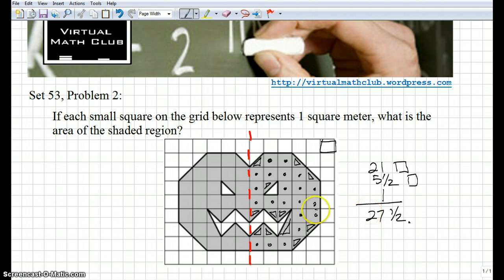But remember, that's just this half. This side of the jack-o'-lantern is going to be the same area, since it's a mirror image of this side. So let's multiply that by 2. 27 times 2 is 54, plus a half, so we have 55 units. Each unit is a square meter, so that's 55 square meters. And that's your answer.